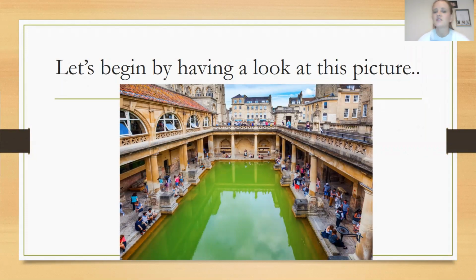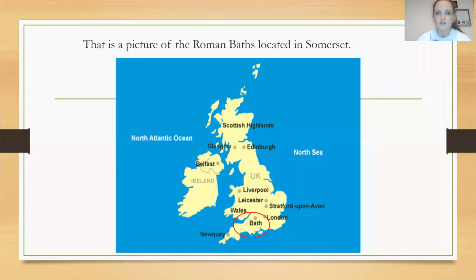But obviously, this is a traditional Roman bath where people used to go and visit. So as I mentioned, it's a picture of Roman baths that are located in Somerset, in the city of Bath, and it is on the map there. Have a look down, it's down there.